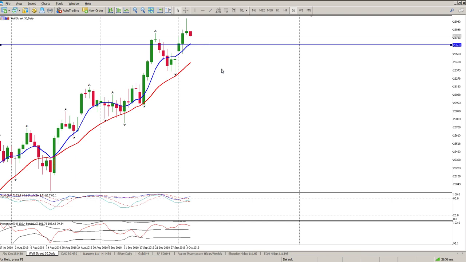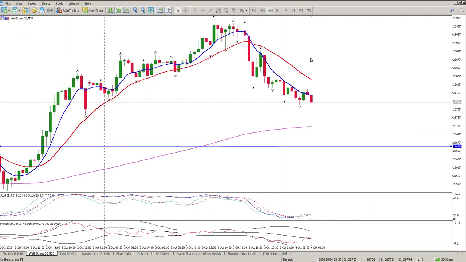Okay, so that's kind of my take on this. I'm not looking for shorts, really just looking to continue trading with the trend, and the trend is up. Okay, so yeah, I think that's about it for me this morning.